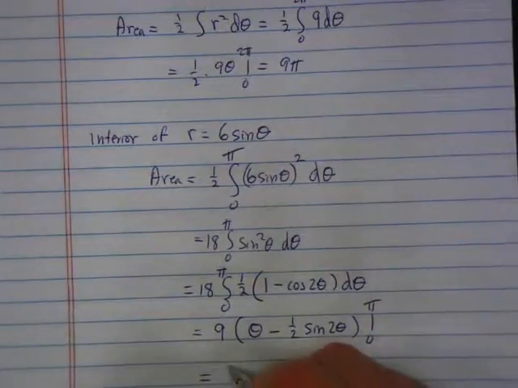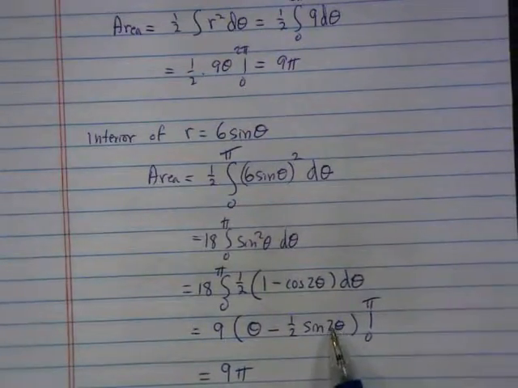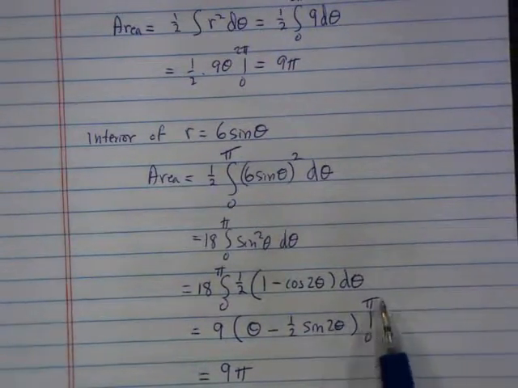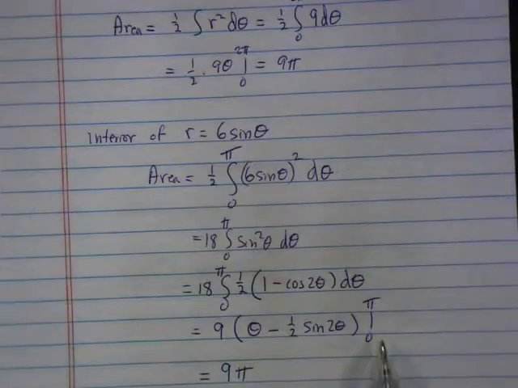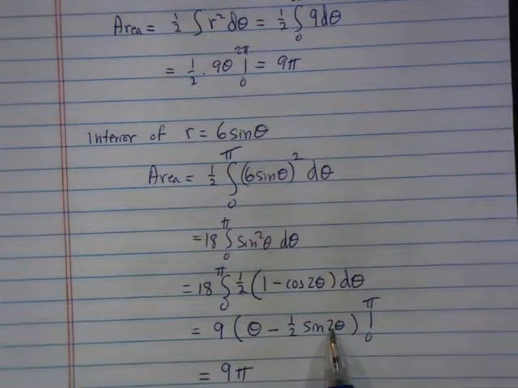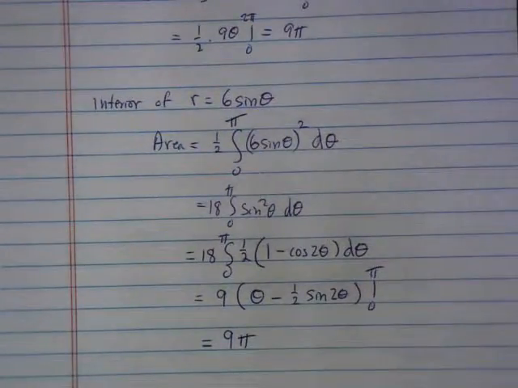I plug pi in, I get 9 pi, and sine of 2 pi is 0. So that's just going to be 9 pi minus, when I plug 0 in, I get sine of 0. Sine of 0 is 0. So when I plug 0 in, I get 0 for the whole thing. So it looks like my final answer is 9 pi.